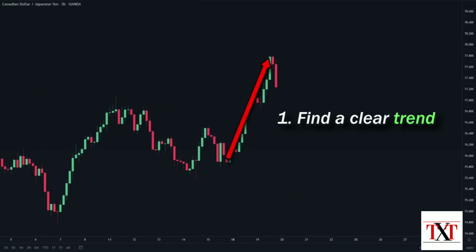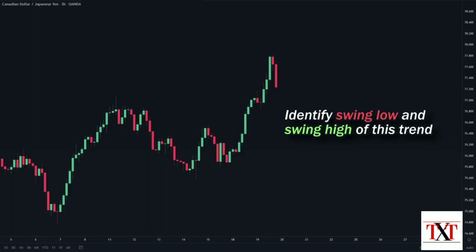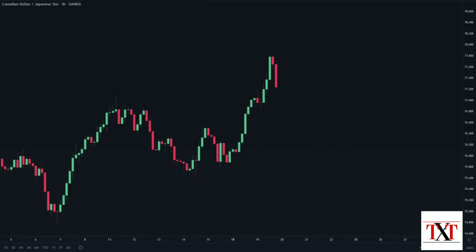Now, once you've identified the trend, the next step is applying the Fibonacci retracement. So to apply the Fibonacci retracement, you first need to identify both the swing low and the swing high of this trend. So a swing low refers to the lowest point the price reached before reversing upwards. And over here, we can see that the price slightly went down before reversing back up. And at this period, this was the lowest point. And so this will be our swing low.